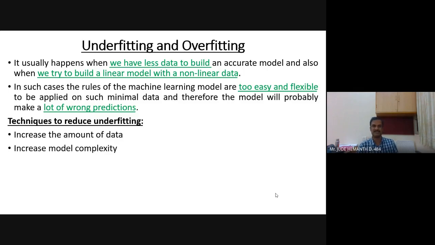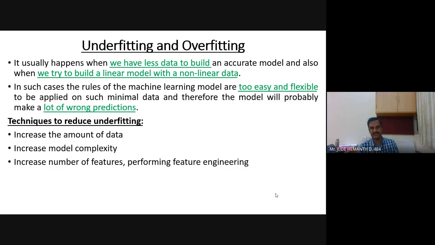Increase the model complexity. Because you have very less amount of data, it will be an automatic temptation for the programmer or the user to have the simplest model, because the data is less. Why should I go for a complex one? But when you go for a complex one, the system or the model will try to capture the significant characteristic features even with that single image or single data.